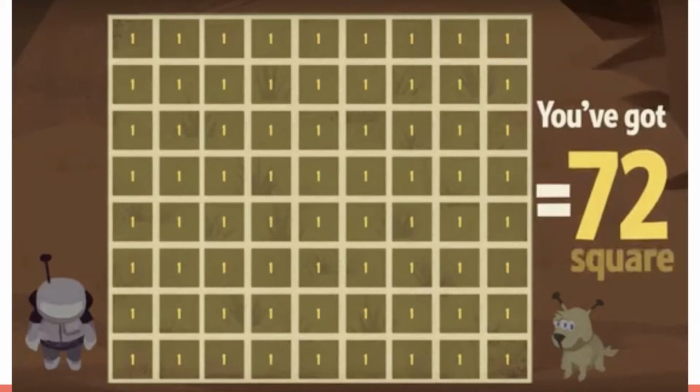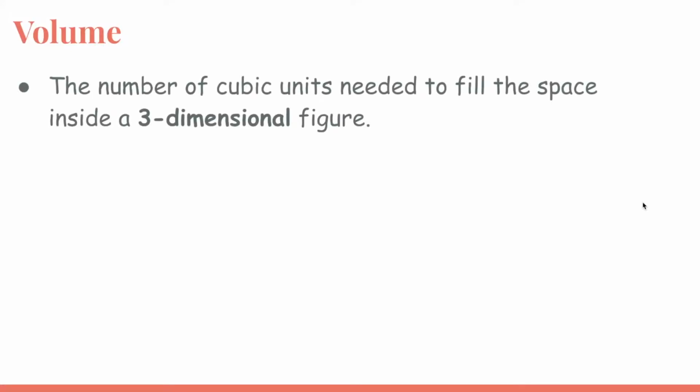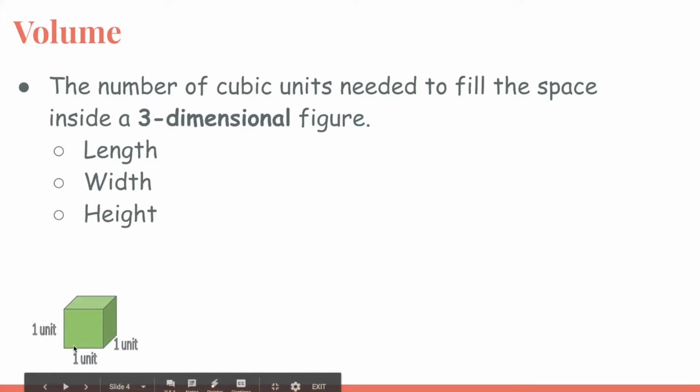All right. Now, volume is similar but different. It's going to be 3 dimensions. The volume is the number of cubic units needed to fill the space inside a 3-dimensional figure. So it's like 3D. Okay. So the 3 dimensions we're going to use is length, width, and height. All right. We threw in a little bit of height. And so we got 3 units this time. We still got our length and our width, but now we got a height dimension added to it.